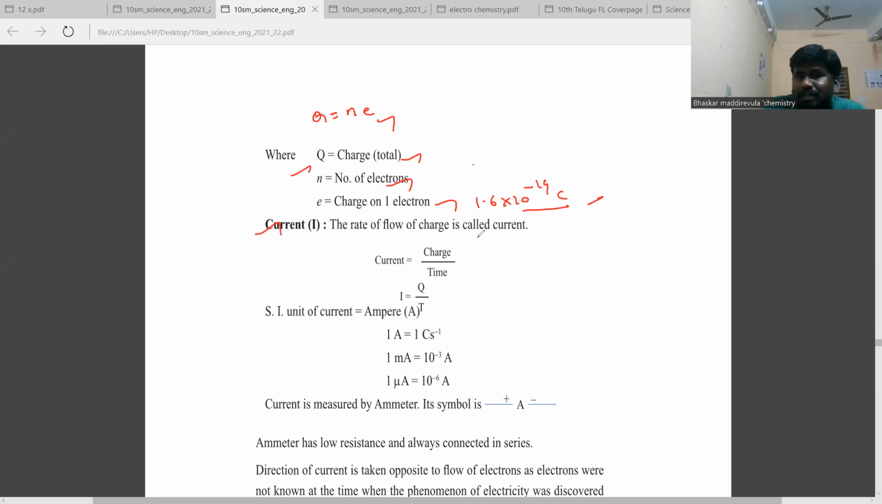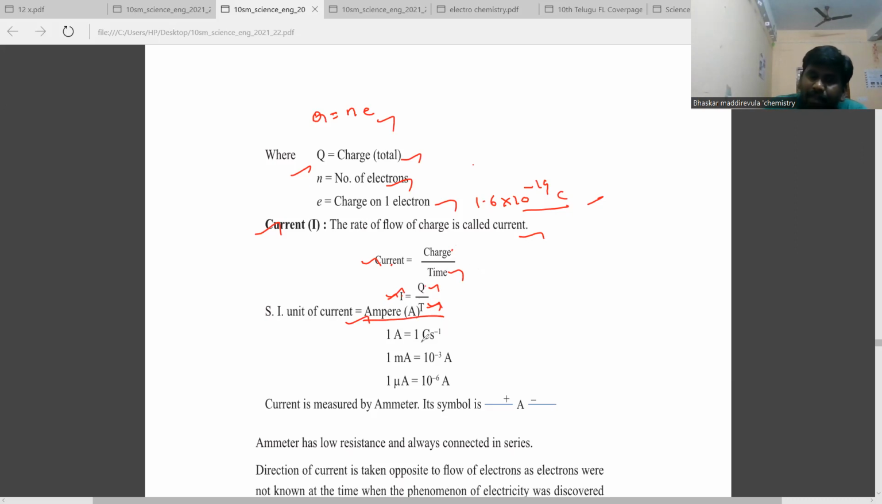The flow of charges in a conductor we can call a current or electric current. This current we can measure in terms of charge by time, where I equals current, Q is the charge, and T is the time. It's a simple formula to find the amount of current. If you know the Q value and the time of flow of charges, then we are able to find the current.